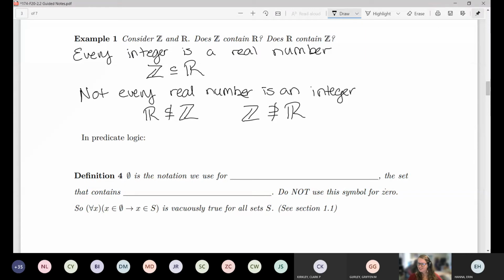Now, if we go back to predicate logic, I said we're stepping into a slightly new world, but we are still going back to that every once in a while. So let's say that I want to say in predicate logic that every integer is a real number. So I could say for all x, if x is in the integers, so we do kind of need that element symbol here, then x is in the set of real numbers as well.